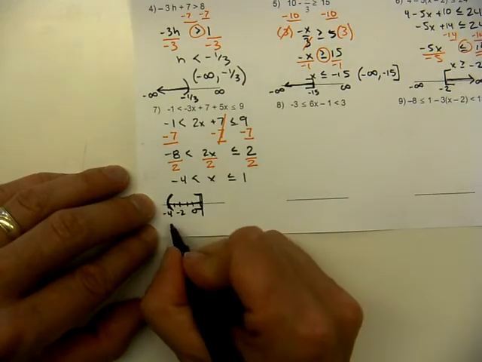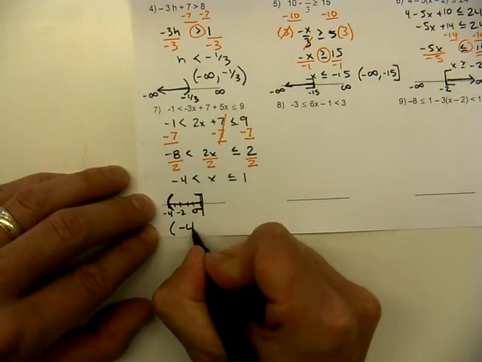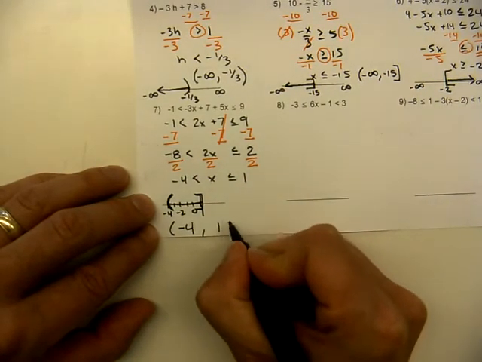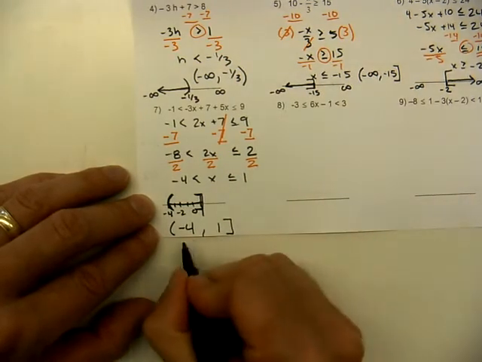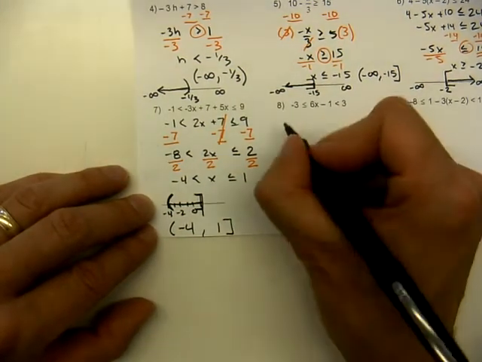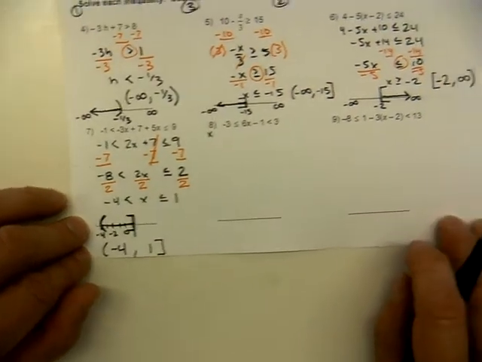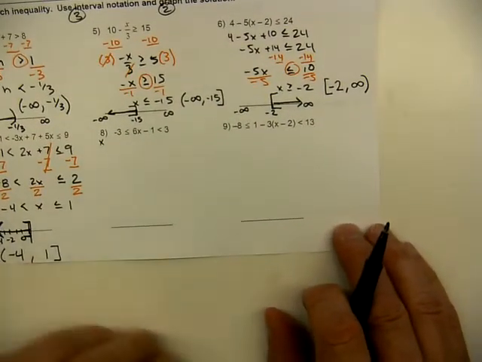Our solution interval will be a rounded bracket, negative 4, separated by a comma, there's positive 1 with the square bracket. So that's our solution. Let me jump over to number 9. There's an added twist to this one that we need to talk about.